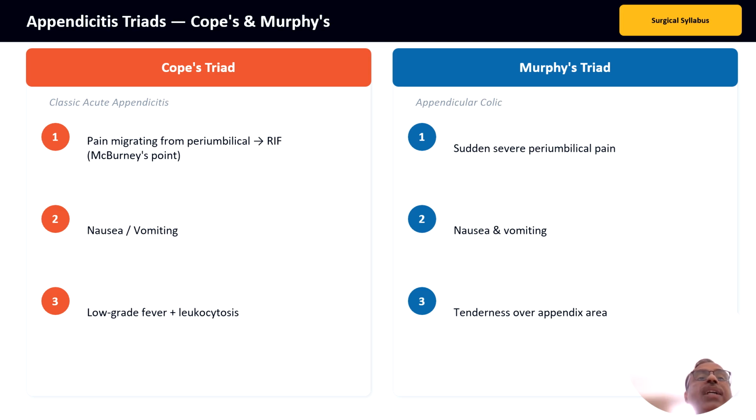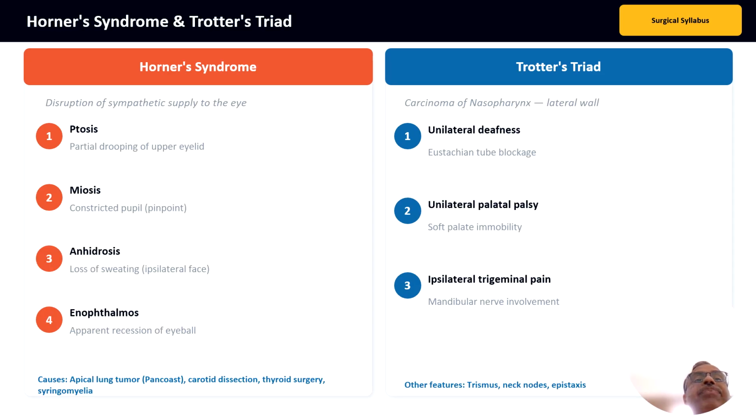Whereas Cope's triad consists of a migrating pain from periumbilical to the right iliac fossa at McBurney's point, nausea and vomiting, and low-grade fever plus leukocytosis. These three are known as Cope's triad. So these are Cope's and Murphy's triads, which are commonly used in acute appendicitis.